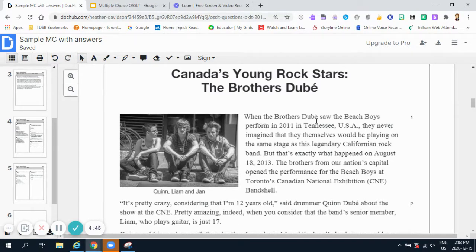When the Brothers Dubé saw the Beach Boys perform in 2011 in Tennessee, USA, they never imagined that they themselves would be playing on the same stage as this legendary California rock band. But that's exactly what happened on August 18th, 2013. The brothers from our nation's capital — so there's a clue, because it asks where they're from. So I'm just going to go and highlight that.